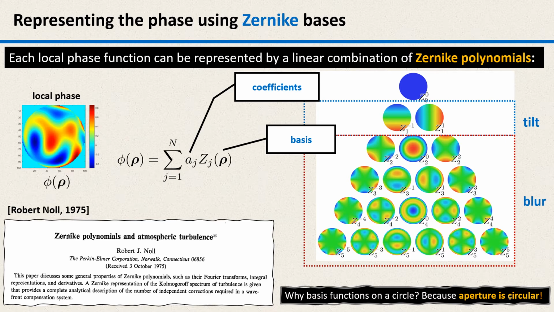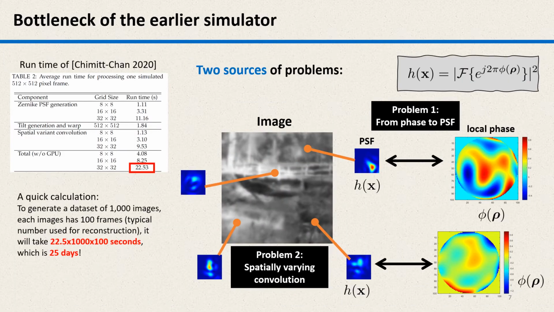In the optics literature, the phase distortion of the atmosphere can be represented using a weighted combination of the Zernike polynomials. The weights here are called the Zernike coefficients. The structure of the point spread functions is defined through the correlations among all the Zernike coefficients. While our early work has already improved the simulation speed to some extent, it is still not enough.